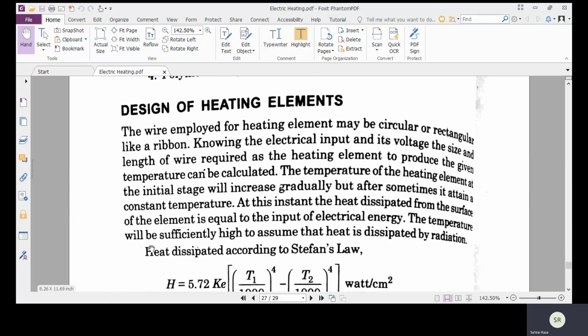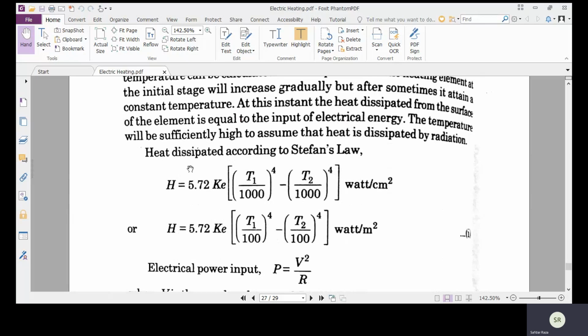The temperature will be sufficiently high to assume that heat is dissipated by radiation. Now heat dissipation according to Stefan's law is given by this equation. In terms of watt per centimeter square, we can use this formula, and in terms of watt per meter square, we have this formula.